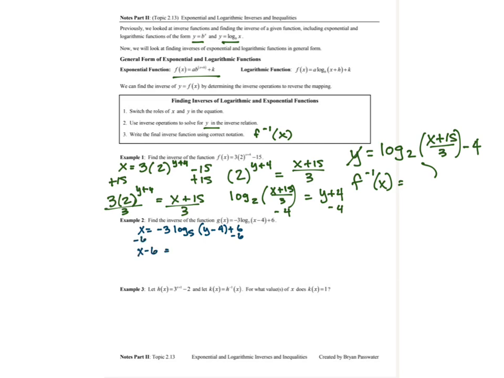X minus 6 equal to negative 3 log base 5 of y minus 4. So, x plus... Divide by the negative 3.